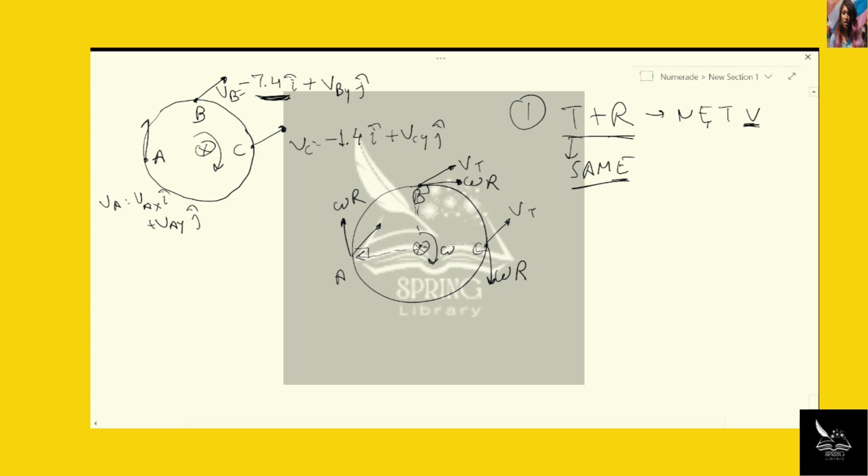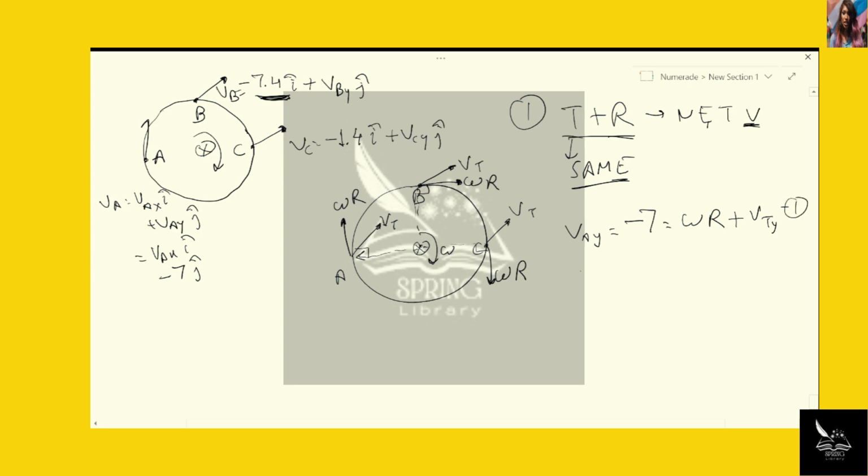Okay, so let us break down the components and equate them, but let's do this with the known numbers. So for VA, x is unknown, but y is given to be minus 7 meters per second. So let us write the equation for VAy. So for VAy, this is minus 7. And if we look at A, we will have a component of Vt along y. So it's omega r plus Vty. So this is equation 1.